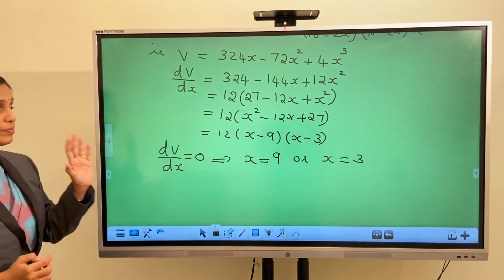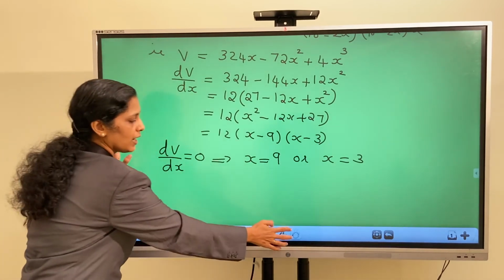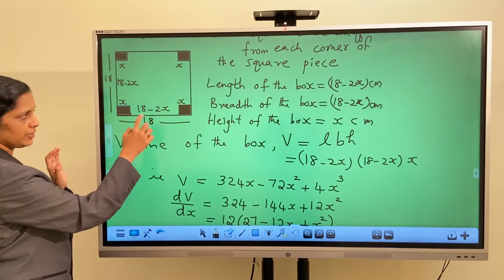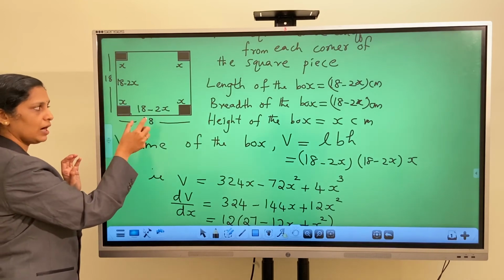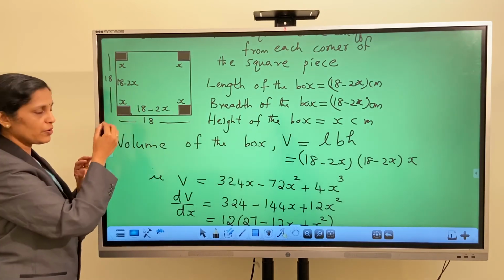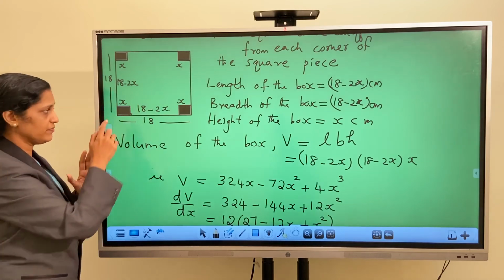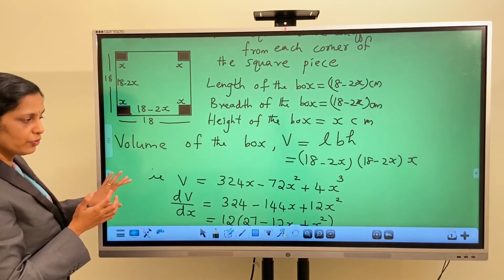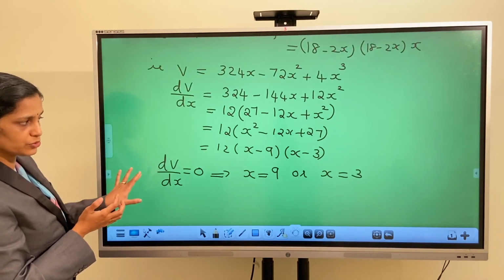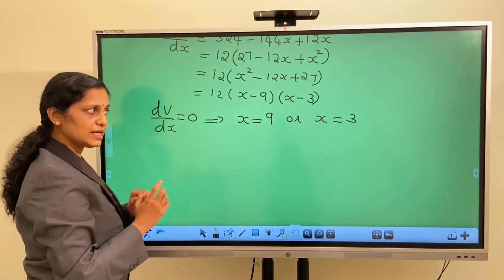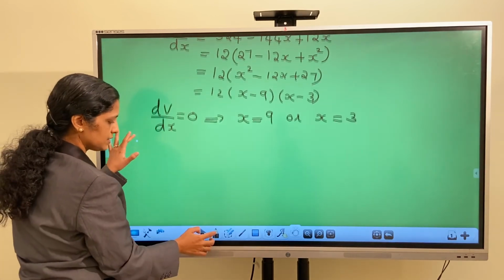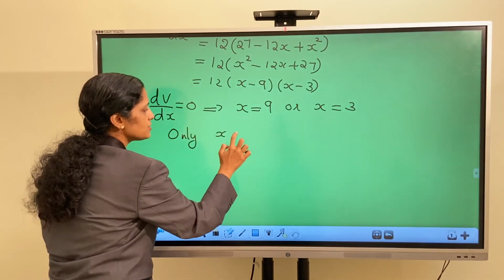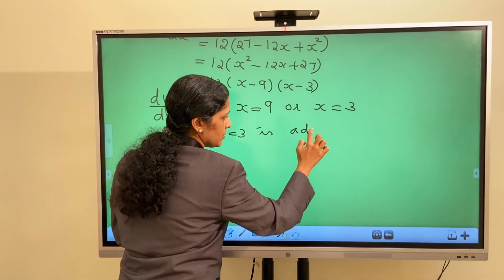Then think, can x be 9? We know from the figure that from the square piece, we are removing a square of side x centimeter from each corner. When x is equal to 9, 18 minus 2x is meaningless. Therefore, we cannot take the value x is equal to 9, only x is equal to 3 is admissible. Therefore, we are writing like that. Only x is equal to 3 is admissible.